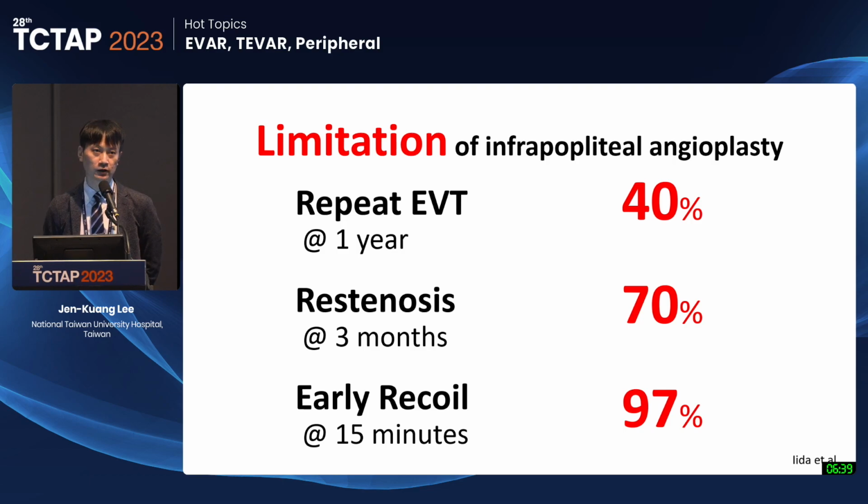From the EDA Sensei study, there's 40% that need repeat endovascular therapy within 1 year, and the restenosis at 3 months is 70%. And surprisingly, the early recoil happens about 15 minutes after you perform the balloon angioplasty on the total occlusion lesion. So don't be happy just after the endovascular therapy. If you can wait another 15 minutes, you can check the angio again.